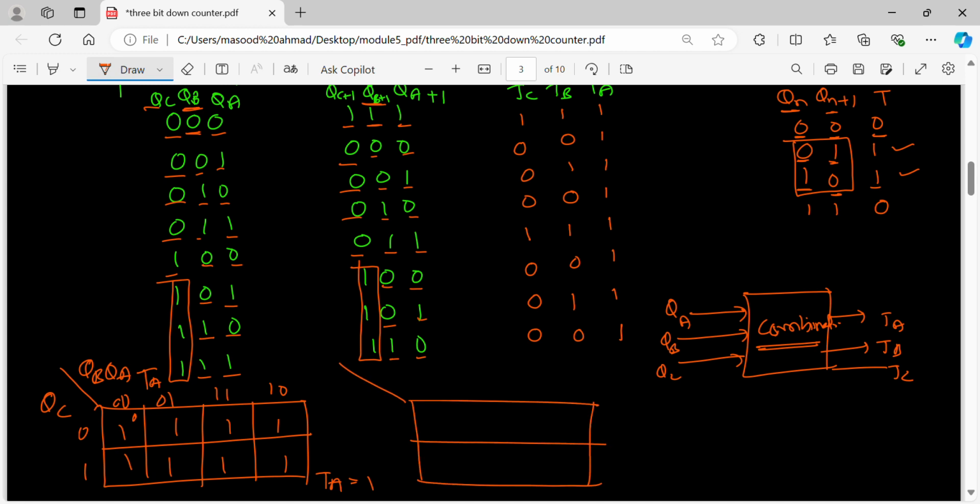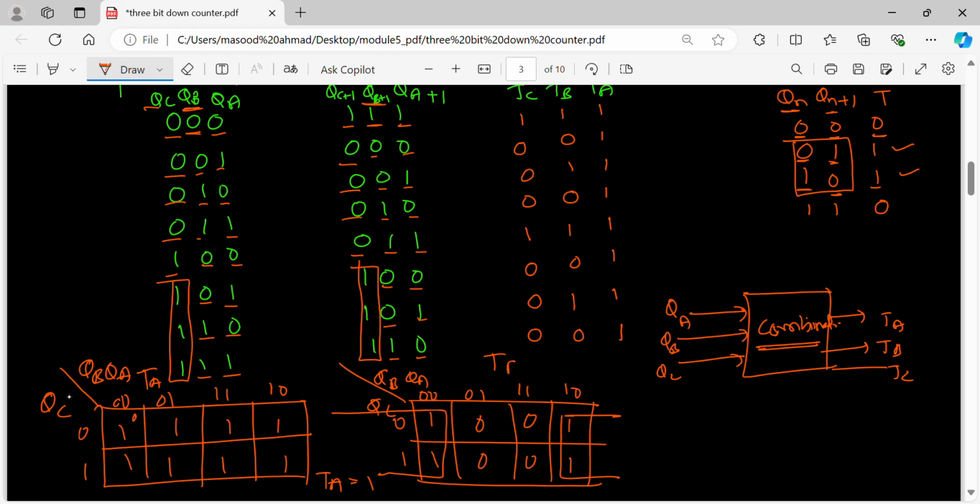So for TB, once again the same process. Next 1, 0, 1, 0. Next 1, 0, 1, 0. So this is QB, QA, QC: 0, 0, 0, 1, 1, 1, 1, 0, 0 and 1. So what I can do is combine these two with these two. This map is for TB, so I will get the expression for TB. TB turns out to be QA bar.